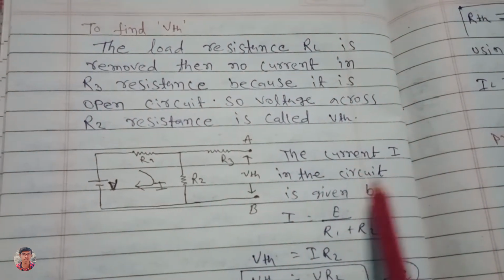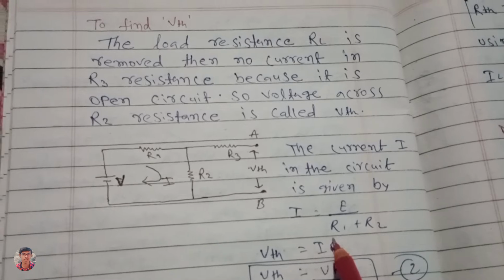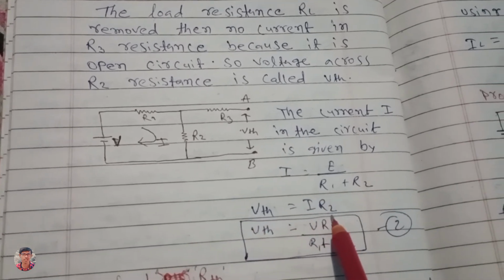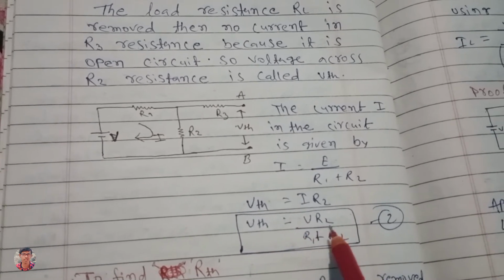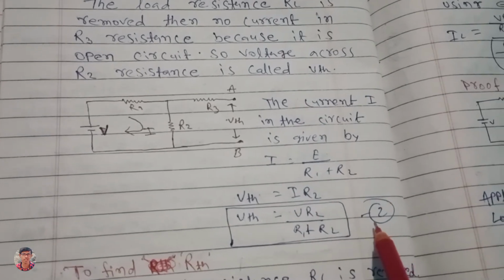The current I in the circuit is given by I equal to E by R1 plus R2. So VTH equal to I R2. VTH is equal to V R2 by R1 plus R2. Equation 2.